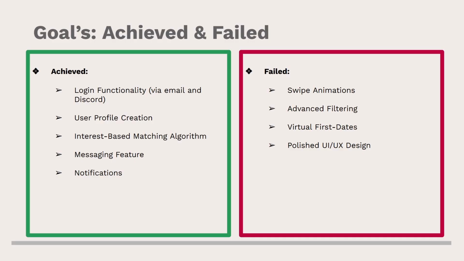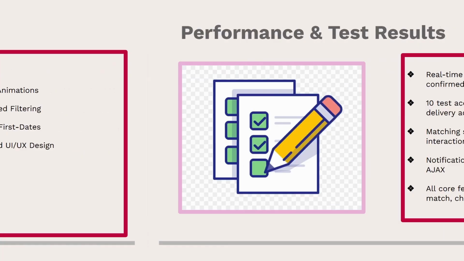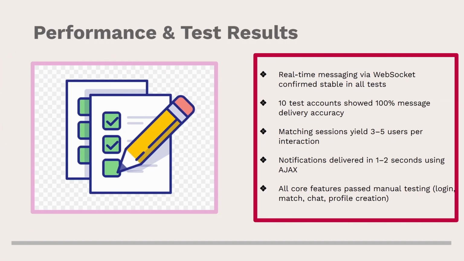As far as some of the failed goals, some features didn't make it due to time constraints. Swipe animations and advanced filtering were both deprioritized in favor of more critical backend functionality. The virtual first date feature is still in development, and we know there's still room for improvement in the UI, polish, and UX consistency. We also wanted to share some performance and testing results.